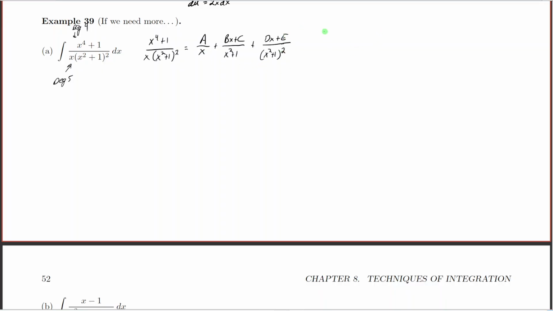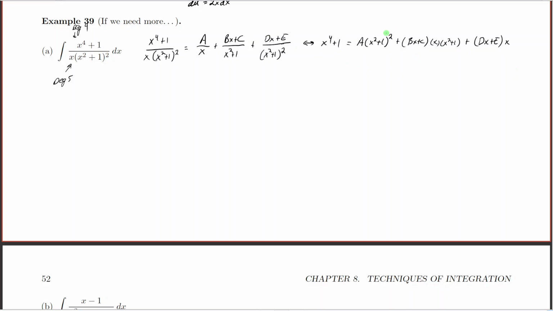And then we'll clear everything out, multiply through by that denominator. And so we're going to end up with x to the 4th plus 1 equals A times x squared plus 1 quantity squared plus Bx plus C times, we'll have the x, and then one of these x squared plus 1 factors, again we're multiplying through by this denominator, so one of these will cancel, but the other one will remain. And our last term is going to be that Dx plus E times x.